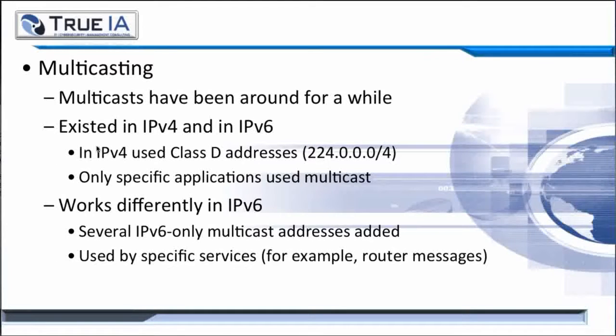That brings us to multicasting. Multicasts have been around for quite some time. They existed in IPv4, and they will carry on in IPv6. And there are only specific applications that use multicasts. However, the functionality in IPv6 is just a bit different. Several IPv6-only multicast addresses were added. These are only going to be used for specific services like router messages.